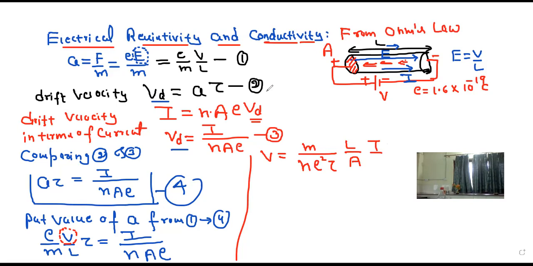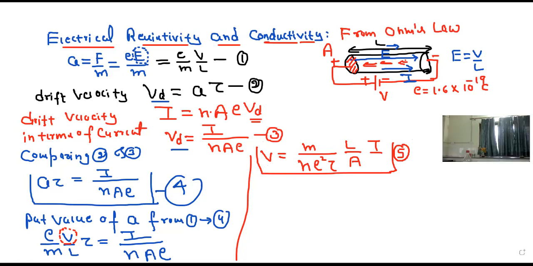Now I got the value of voltage. Let me call this equation number 5. We also know that from Ohm's law, V is equal to R into I. Let me call this equation number 6.